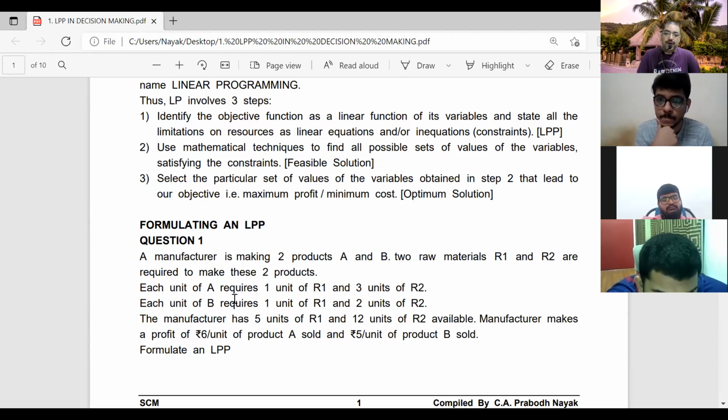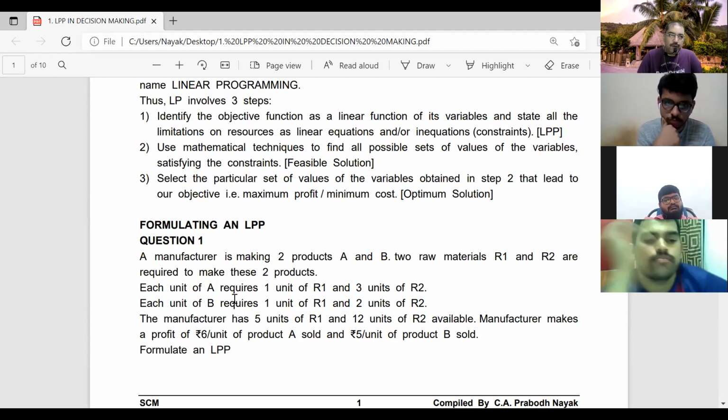Manufacturer makes a profit of 6 rupees per unit of product A sold and 5 rupees per unit of product B sold. Formulate an LPP. Now, the first thing that we have to do is understand the problem. Understand what is given to us, what is going to be the variables that I will define, and then we will try to form an LPP.